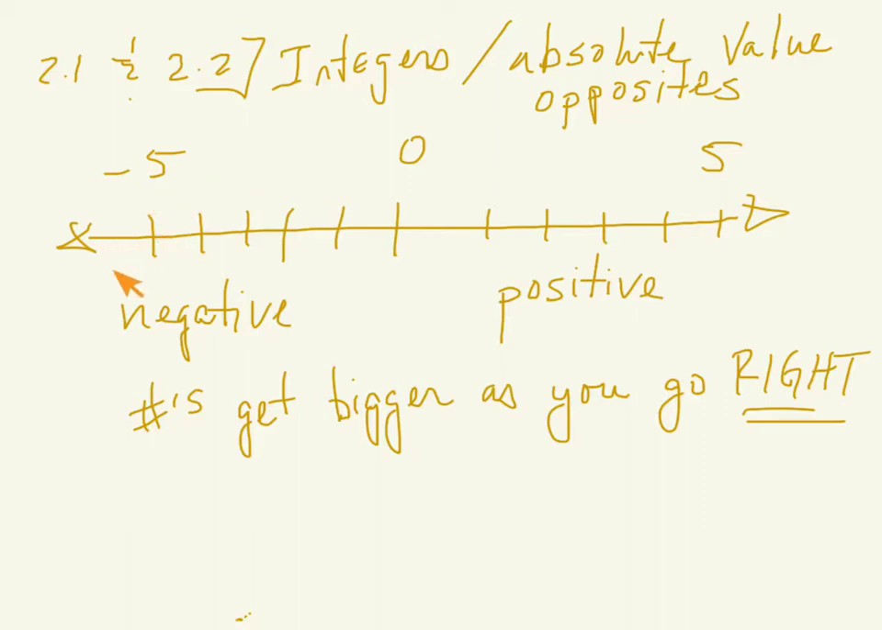So here's what we have. We got the number line right here. Start, in the middle is 0. All these numbers to the right are positive. All these numbers to the left are negative. And this is important. The numbers get bigger as you go right.